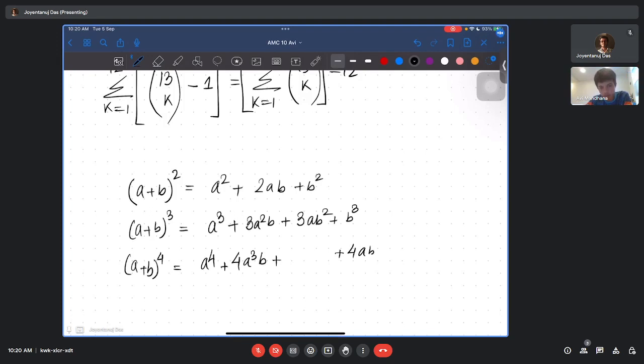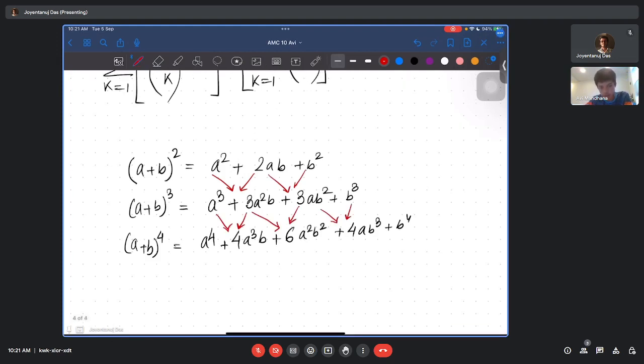So there is a b cube and b power 4. There will be another term, a square b square. What is the coefficient? It will be 6. This is how you get the Pascal's triangle coefficients. This 1 and 2 sum up to 3, this 2 and 1 sum up to 3, this 3 and 3 sum up to 6, and this 1 and 3 sum up to 4.